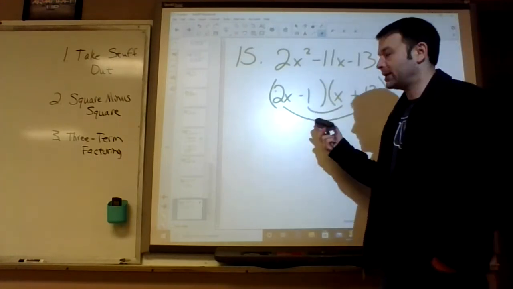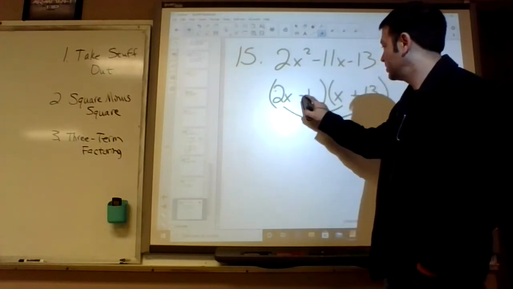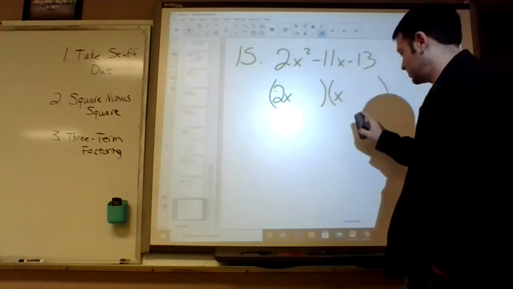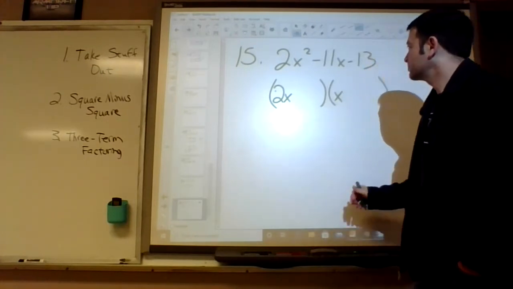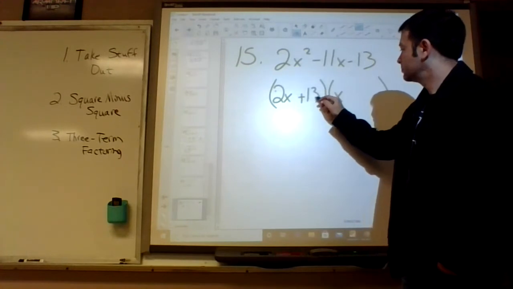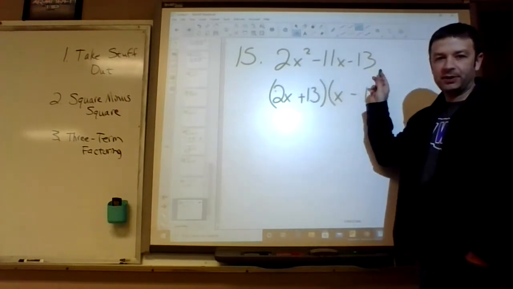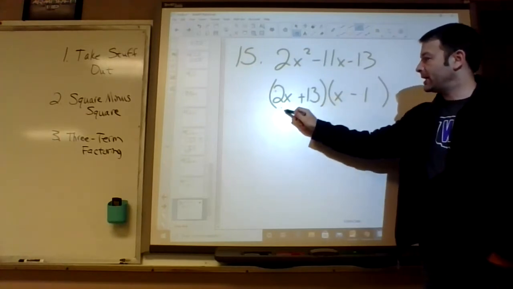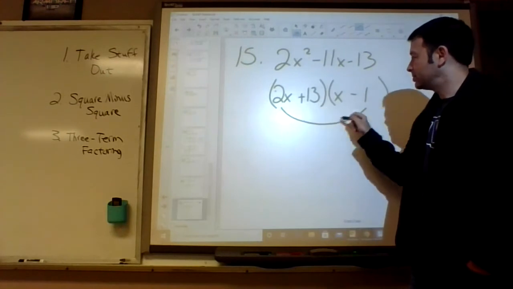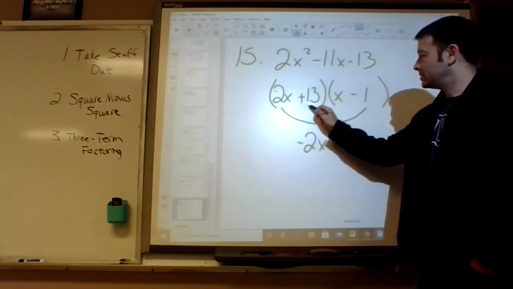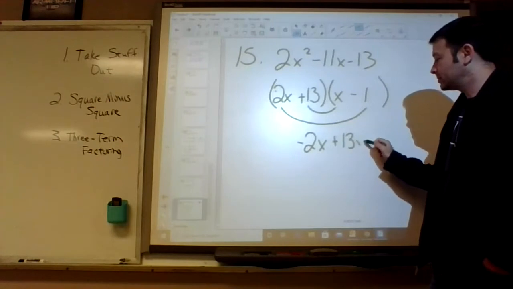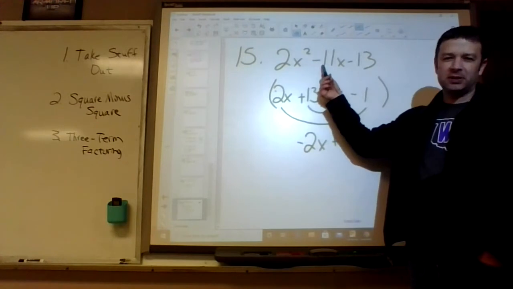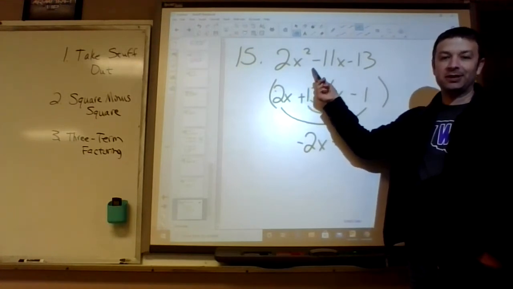That might work. And actually, it's kind of all we got left. Factors of negative 13. One of these you have to make negative, either the 13 or the 1. So let's check again. Outside is minus 2x. Inside is plus 13x. Negative 2 plus 13 is 11x, which is not quite our middle term. Our middle term is actually negative 11x.